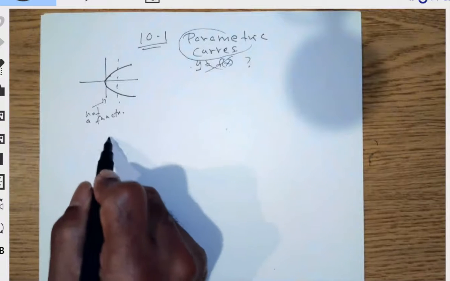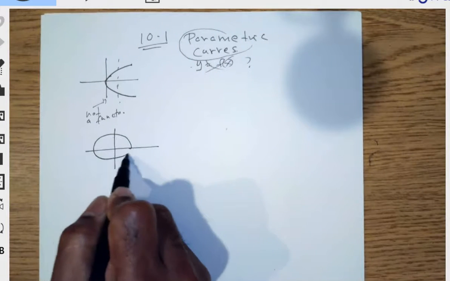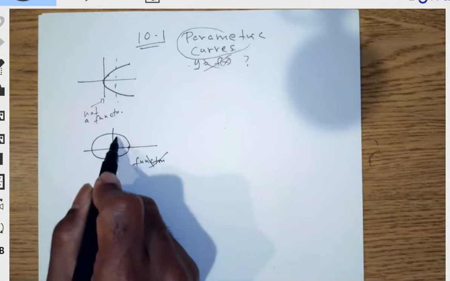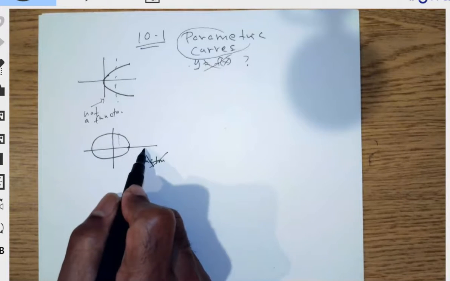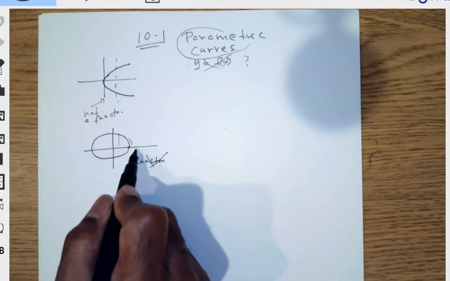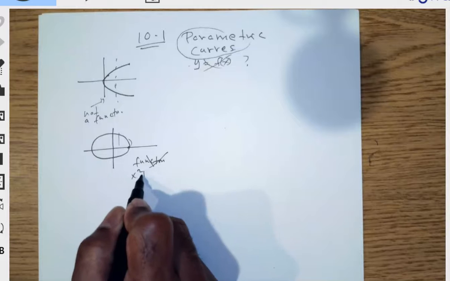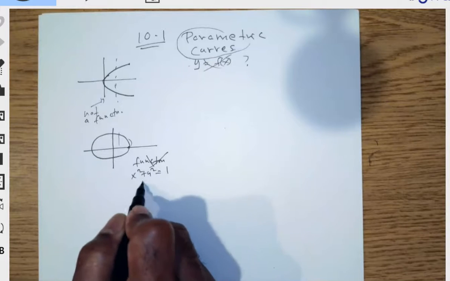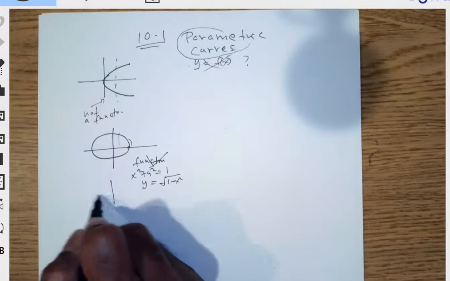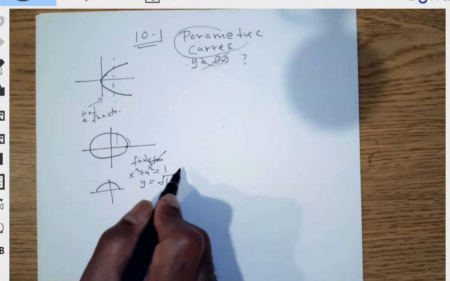Let's take another example, a second example: a circle. Once again, this is not a function. Why? Because it violates the vertical line test. Even if you write it as a function, say x squared plus y squared equals 1, and then you write y equals the square root of 1 minus x squared, you don't get the whole function, you only get half of it. So you don't get the full circle.